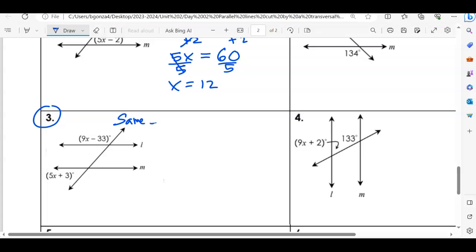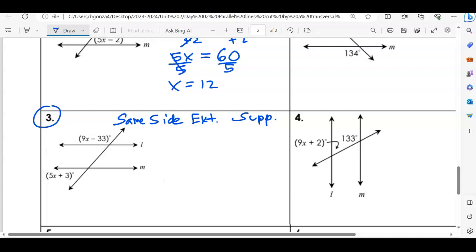Same side exterior. What do we know of the S rule? Same sides are what? Supplementary. Okay. Now that does not mean they're equal, right? Like look. Isn't this acute? Less than 90? Isn't this big? Greater than 90? Those don't match. They don't even look the same. Do not set them equal.